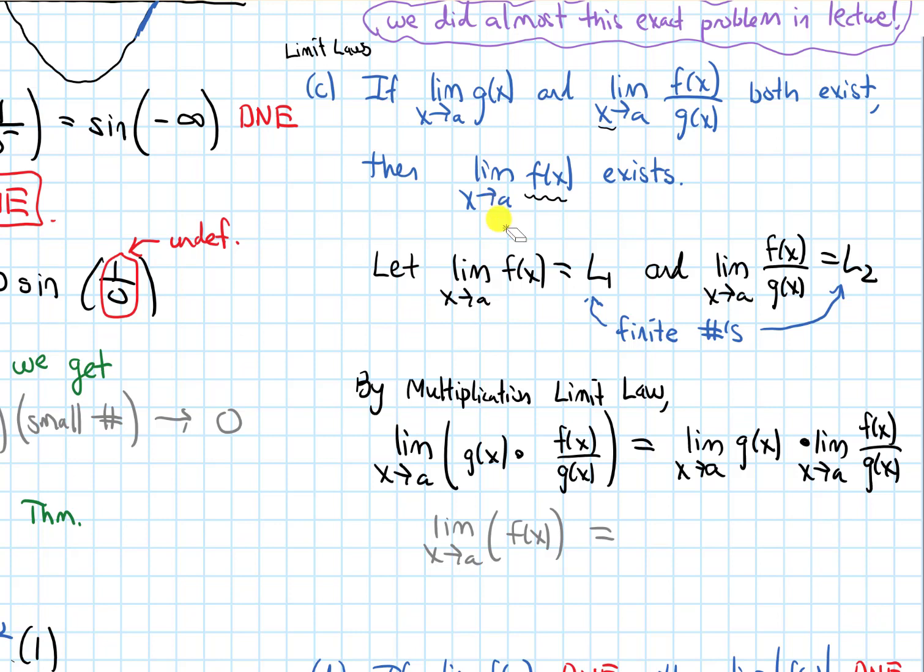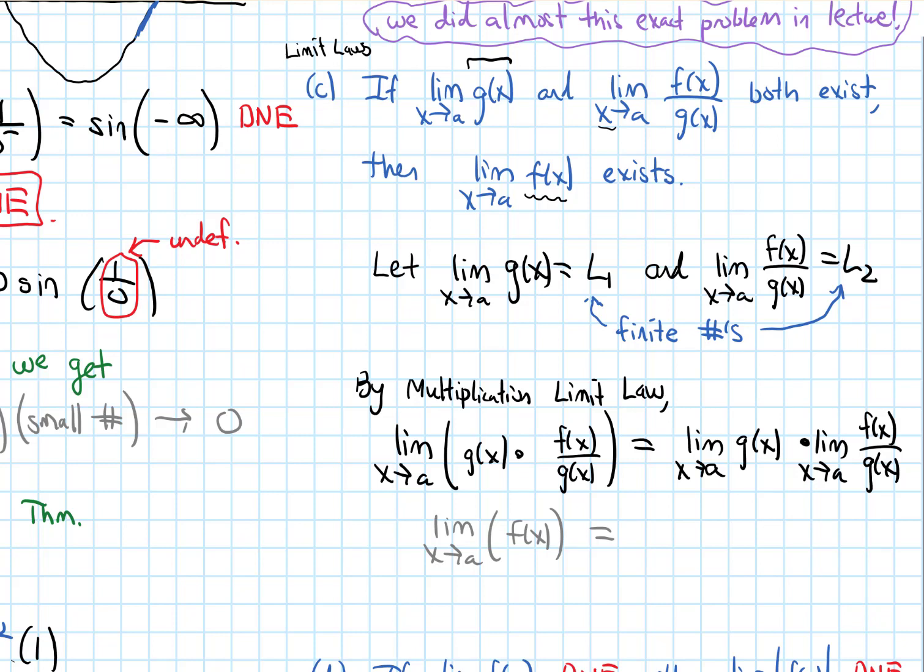Now, whoops, I realized I miswrote something. Up here, I had written f of x. This should have said g of x, because in the original problem, I was given the limit of g of x. So I should be writing g of x here.